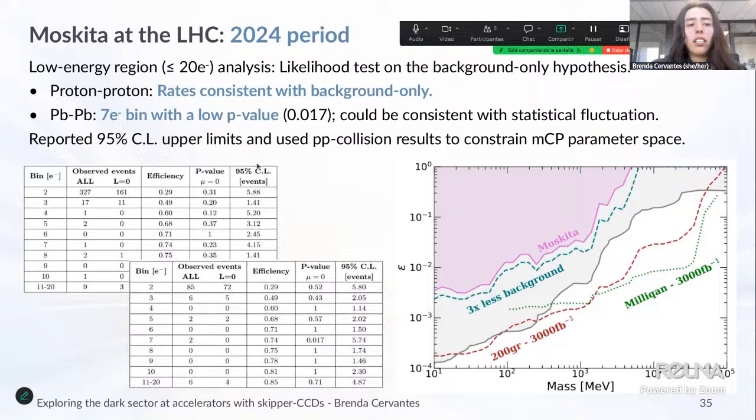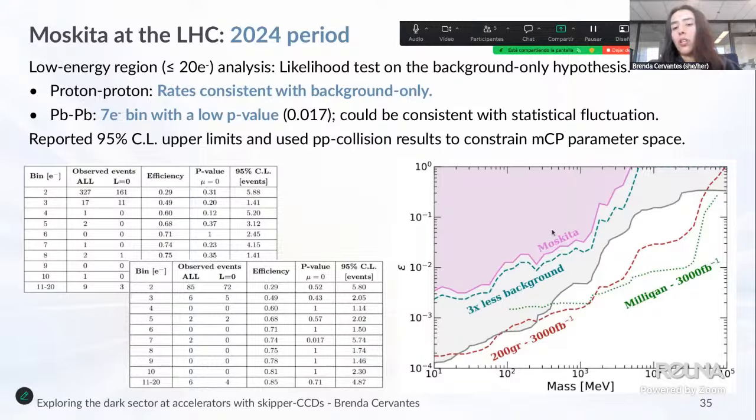With these rates, we reported the 95% confidence level upper limits and used the ones from the proton-proton collision period to constrain the MCP parameter space. Here you can see in pink our constraints with MOSKITA with just one sensor, actually half of a skipper-CCD. Of course, we are not competitive with current bounds, which are highlighted here in gray. But that was not the idea.